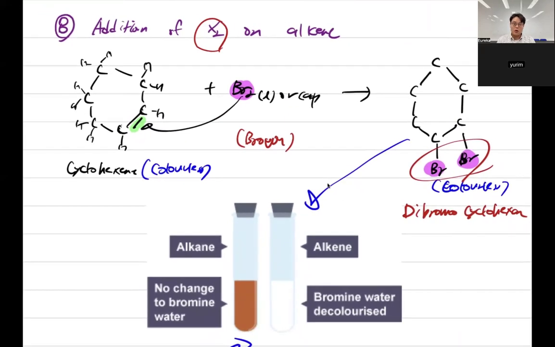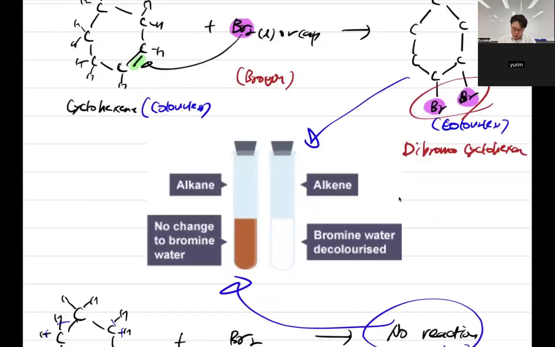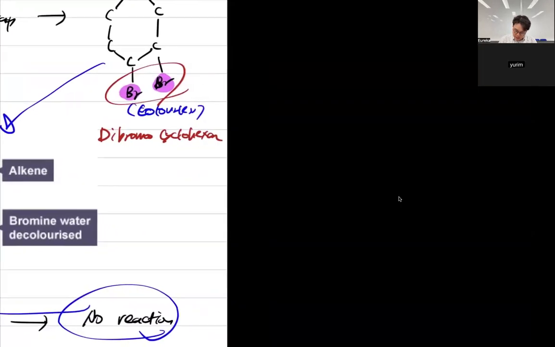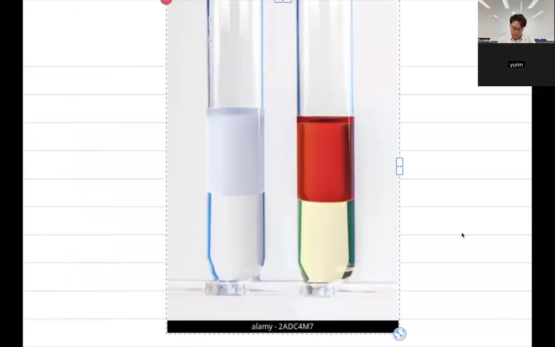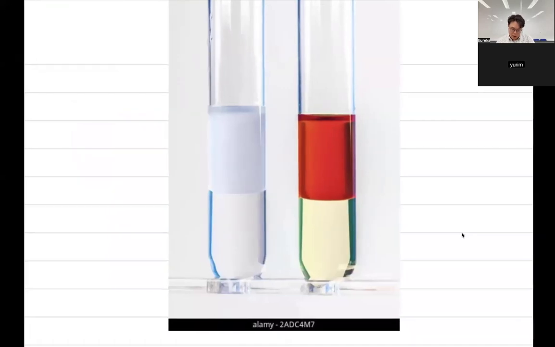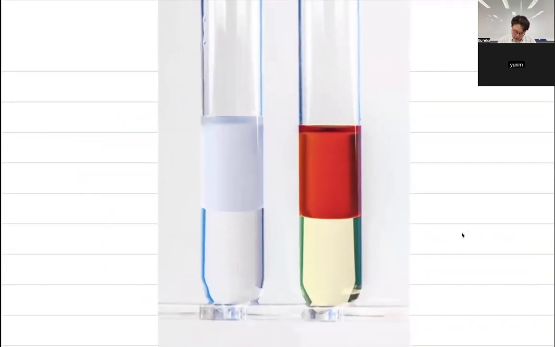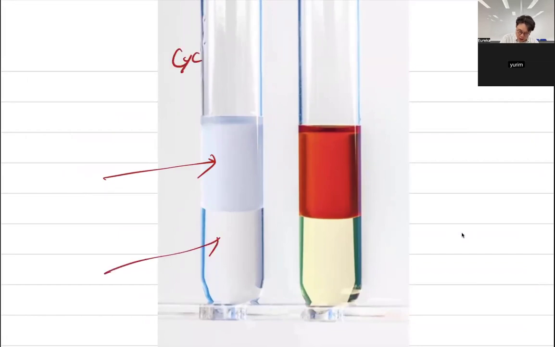Another thing you need to know about cyclohexane is, if you ever do a prac in school, you're probably able to see things like this. This is also commonly shown in the chemical reaction. You may see that this is a bit clear, and that's basically the cyclohexane, and we added it to the bromine water.